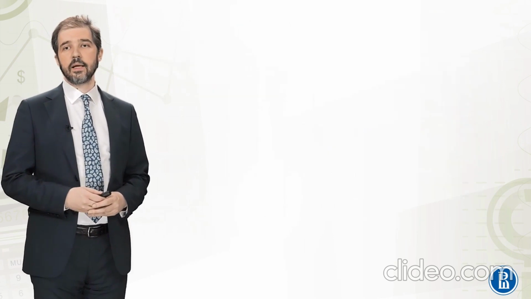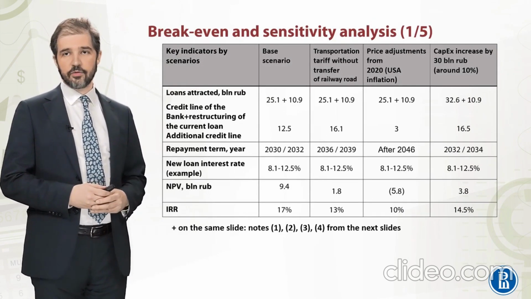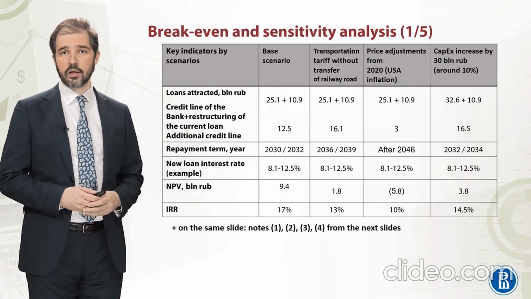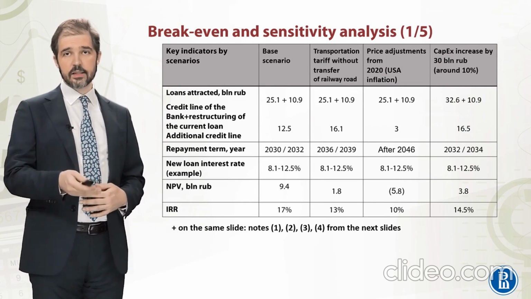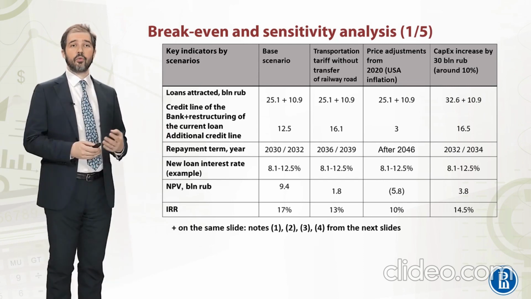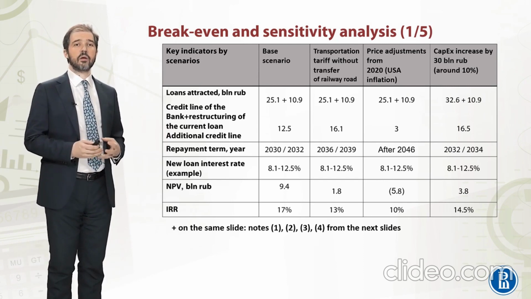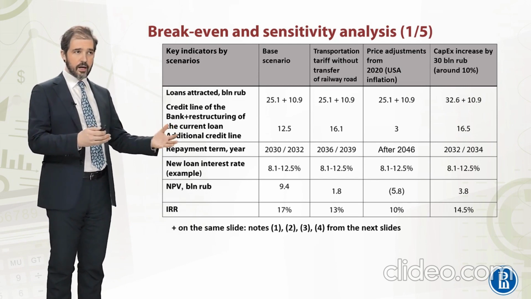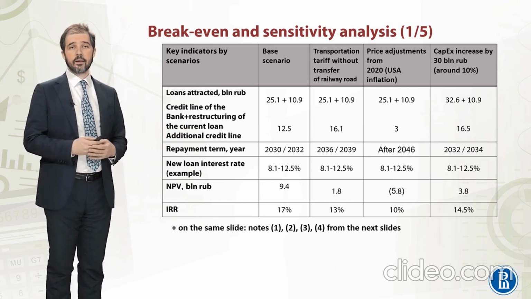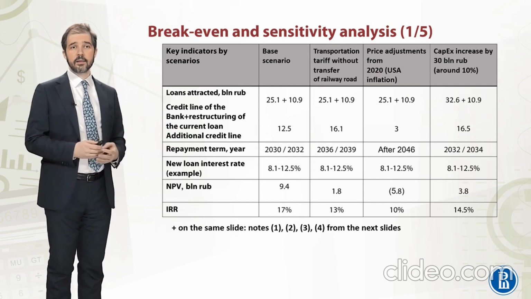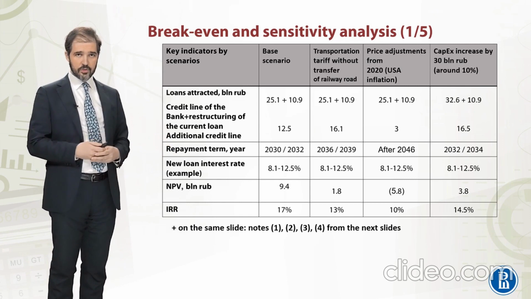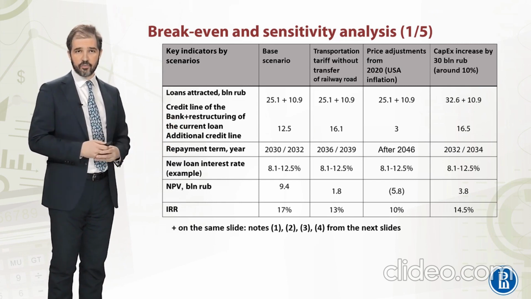On this slide, we see some kind of a summary of different scenarios and different information or ratios that we are interested in. So, first we have basic scenario and some additional, but let's look what we are interested in. We need to understand information about the loans to be provided or already provided to this project. So, we see that in basic scenario, credit line of the bank that needs to be provided to this project is 25 billion.